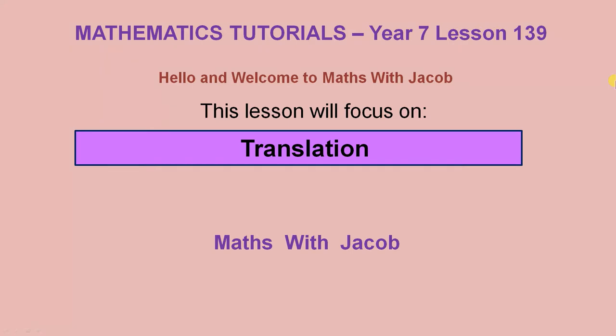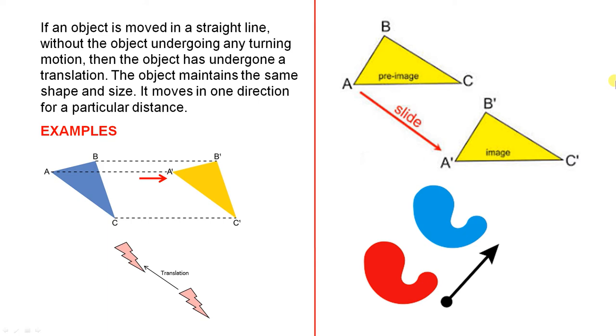This lesson will focus on translation. If an object is moved in a straight line without the object undergoing any turning motion, then the object has undergone a translation. The object maintains the same shape and size. It moves in one direction for a particular distance.